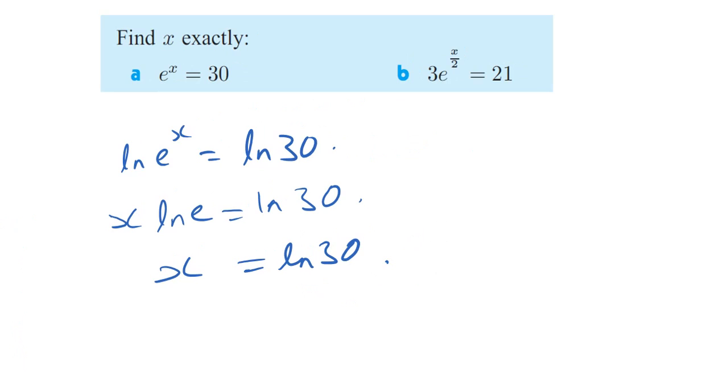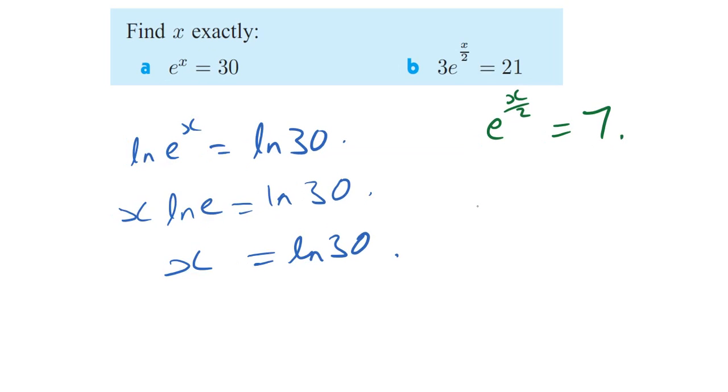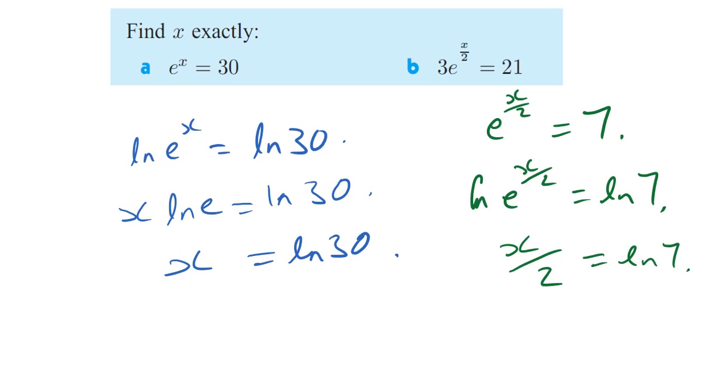Now, to start with, we actually don't want to go and do anything until we've divided both sides by 3. So we can do that and write e to the power of x over 2 is equal to 7. At this stage, we can now take the natural logarithm of both sides. So ln of e to the x over 2 equals ln of 7. So at this point, we can just jump straight to x over 2 is equal to ln of 7.